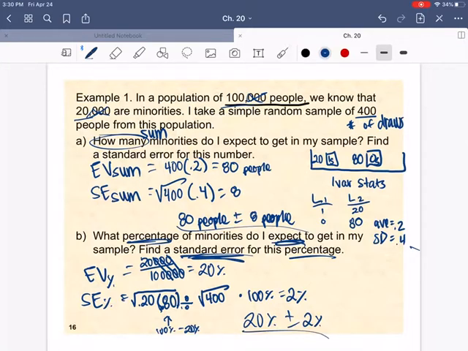This and this are identical. One's just an actual number of people, one's in percents. 20% of 400 people is 80 people. So these are getting the same results. It's just a matter of, are we looking at percents or are we looking at sums?